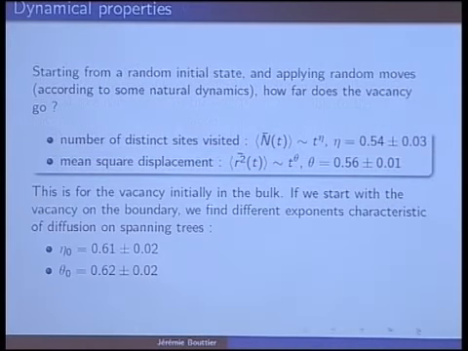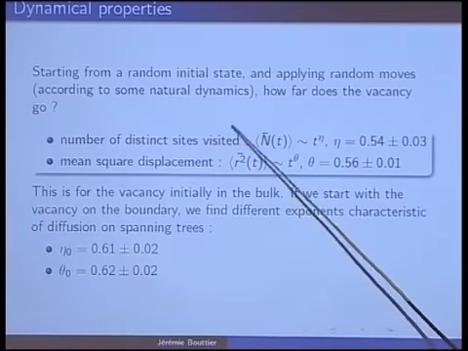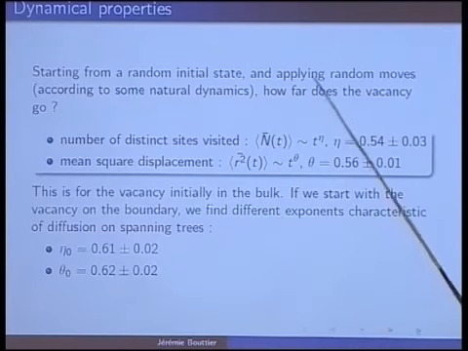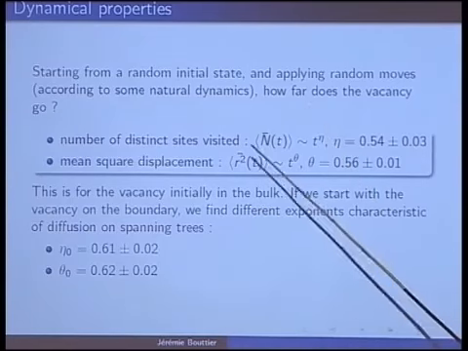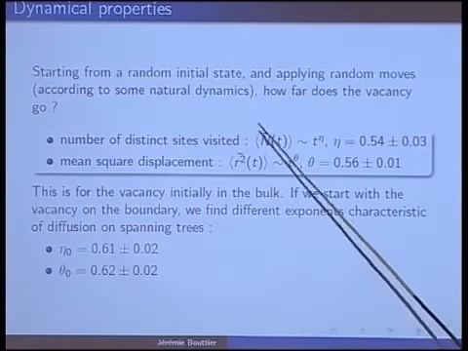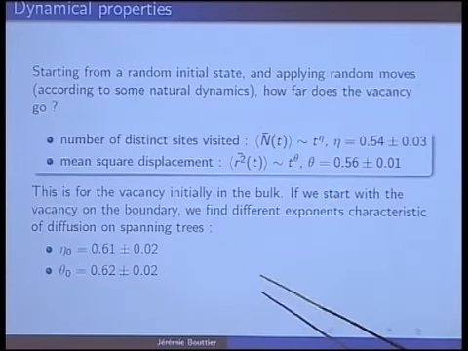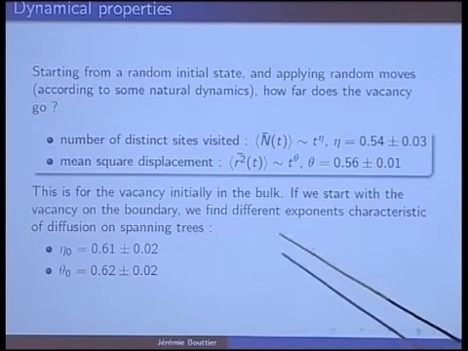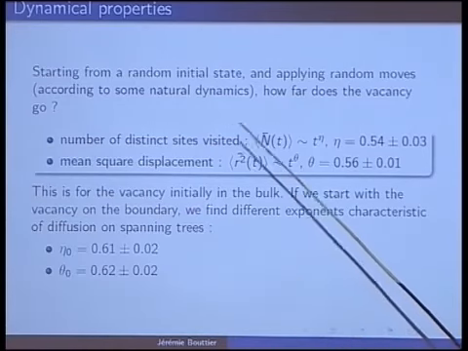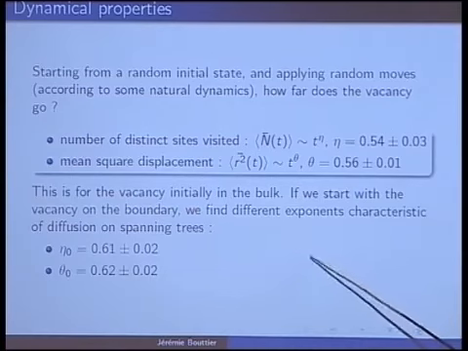Also, a few things that we have been considering is a dynamical property. If you start again from a random initial state like this, and you do random moves, you give yourself some sort of Markov chain on the state. So it can just be a random walk on the tree components. Then you are interested in knowing how far the vacancy can go, and we have done numerical simulation on that, and we have found a diffusion exponent.